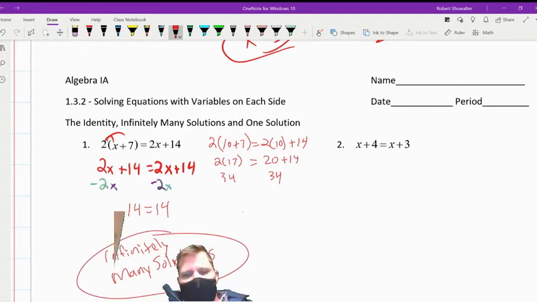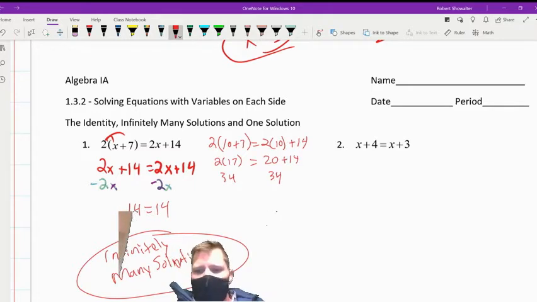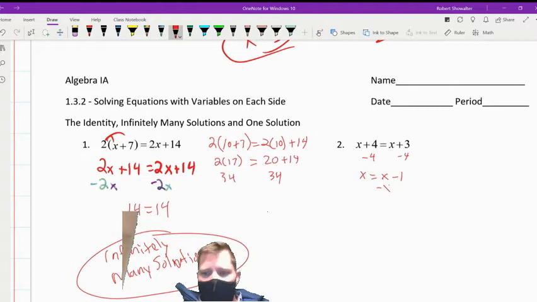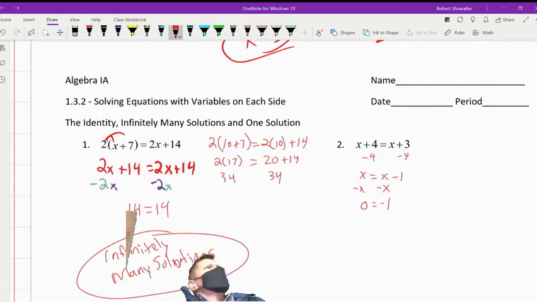There's an alternative. What happens when we have a situation like number 2 and something else happens? For instance, here's one way to do the problem. You can subtract 4 from both sides, and you get x equals x minus 1, and then you subtract x, and we get 0 equals negative 1. Does that make any sense? Well, we did the math right, but we have an equation that doesn't actually make sense. So this can't happen.